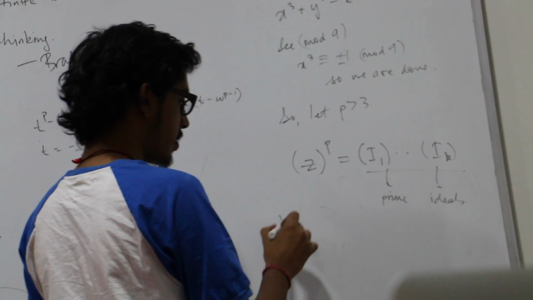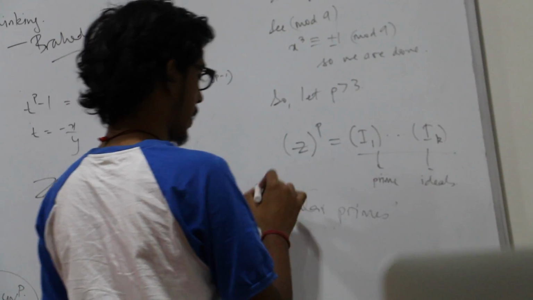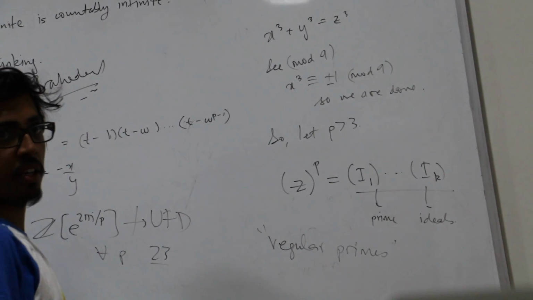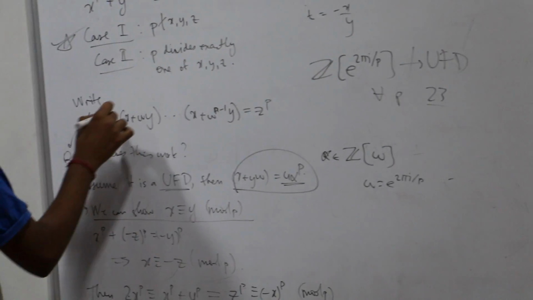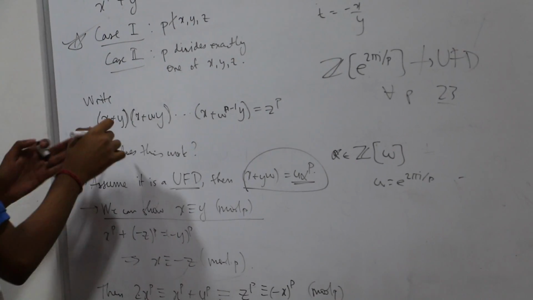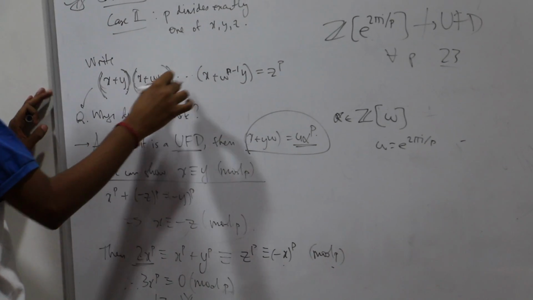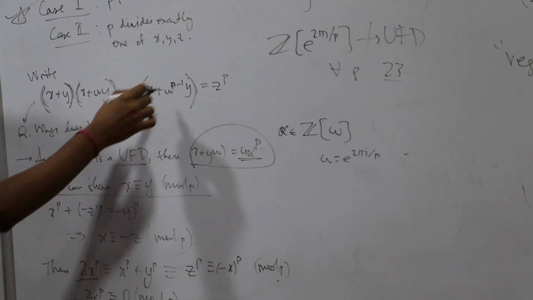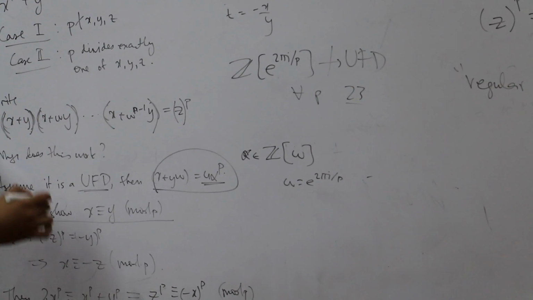And for certain primes, which we call regular primes, which Kummer called regular primes in fact, we can show that these prime ideals are principal ideals. Principal ideals meaning they are generated by exactly one element. So actually, it turns out that if instead of thinking of these as brackets, just think that I am calculating the ideal generated by x plus y times the ideal generated by x plus omega y times the ideal generated by x plus omega^(p-1) y. Then this is equal to the ideal generated by z^p. This turns out to be true.